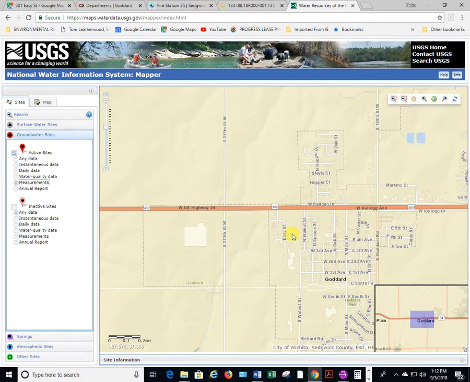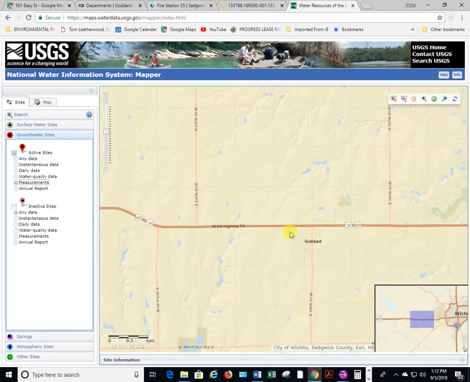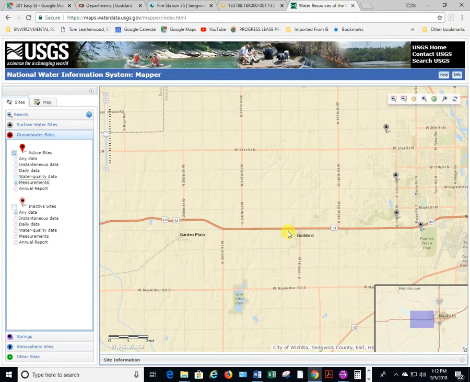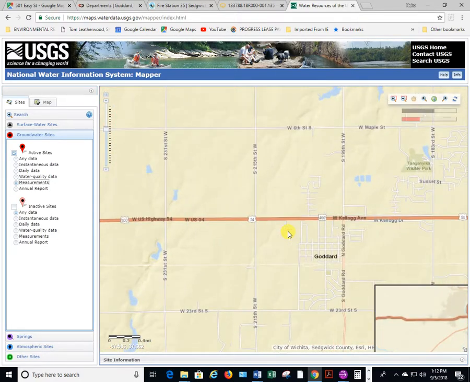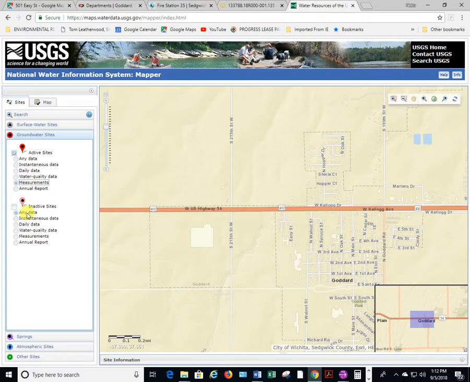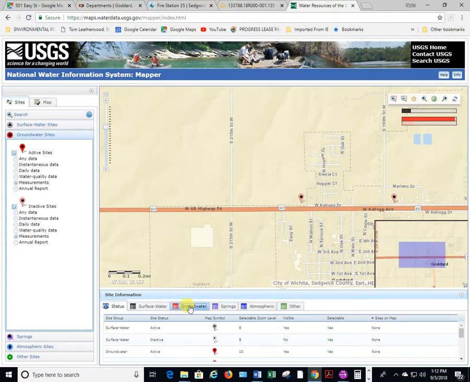Okay, but you see nothing really pops into the screen there. I zoom out and I don't have any active sites. That means they're not doing much groundwater measurements in Kansas. But I'll go to my inactive sites and measurements, and we do have some that pop in. These are older sites that were measured at one point.